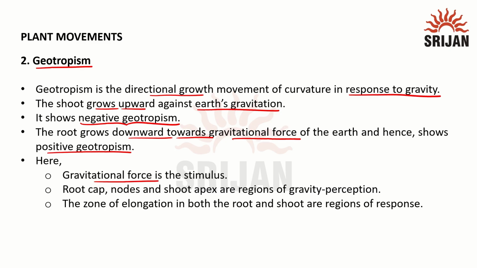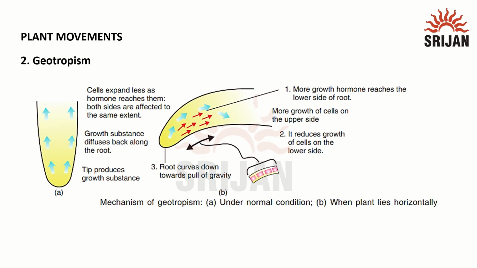Here the gravitational force is the stimulus. Root cap, nodes and shoot apex are regions of gravity perception, and the zone of elongation in both root and shoot are regions of response. If the root is growing straight downward, then the auxin is distributed uniformly. The tip produces a growth substance that diffuses back along the root, and cells expand less as the hormone reaches them on both sides and affects them to the same extent.